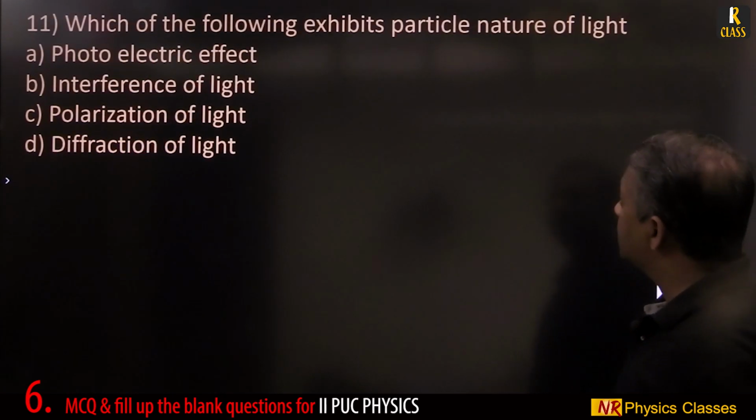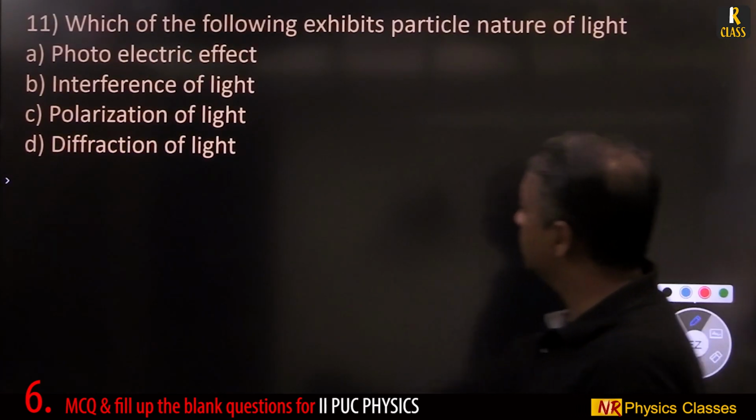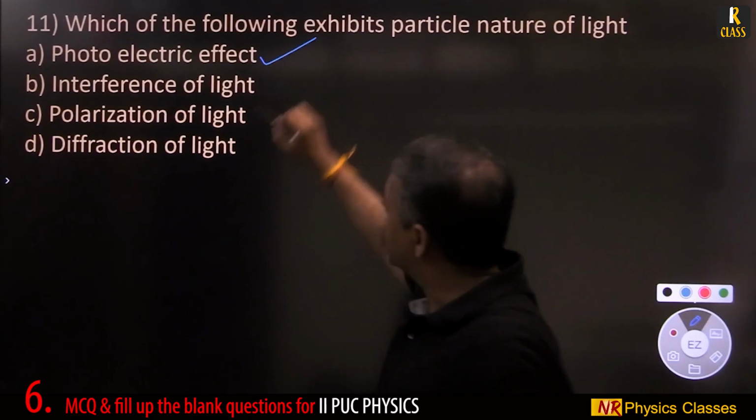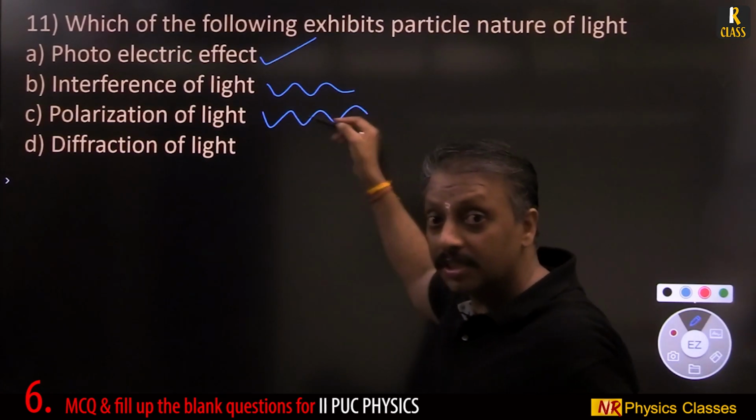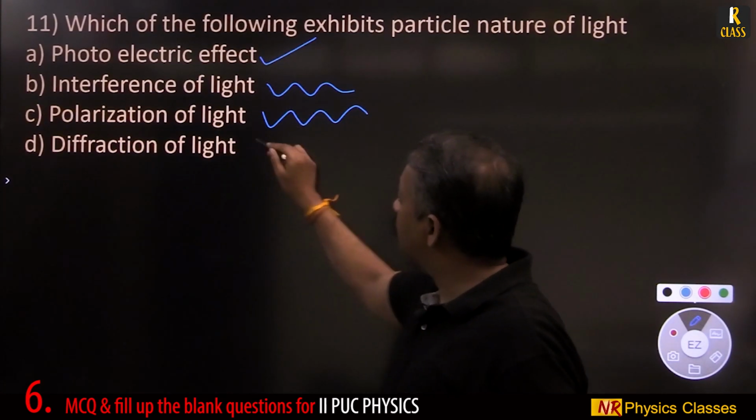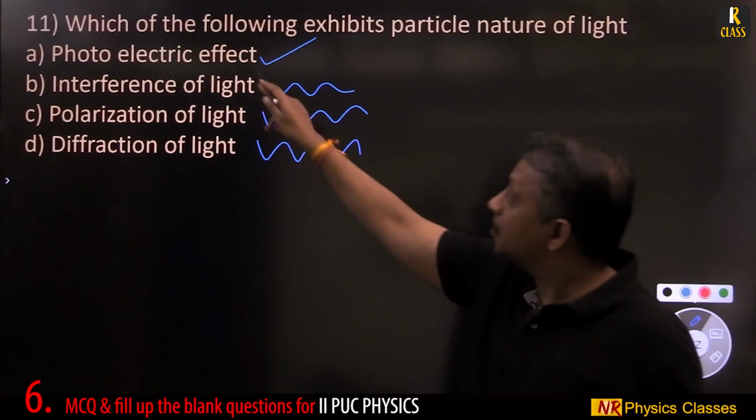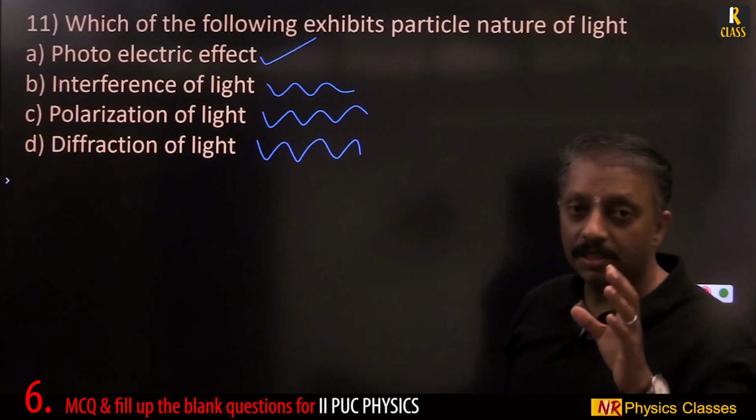Which of the following exhibits particle nature of light? It is photoelectric effect. Interference of light, wave nature. Polarization, transverse nature of light. Diffraction of light, wave nature. So only in photoelectric effect we consider particle nature.